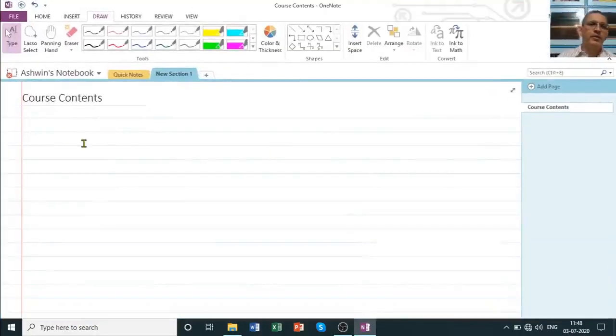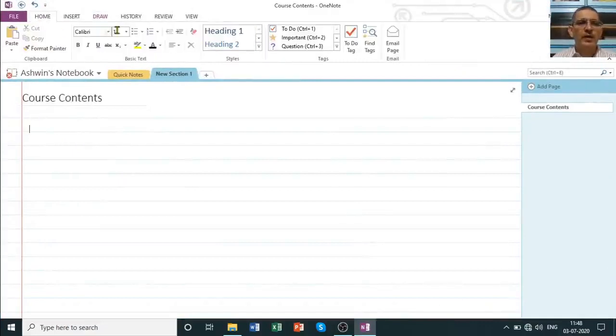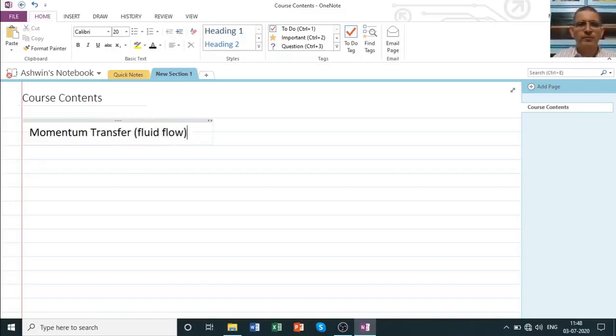This brings us to the next important part of the lecture, which is the course contents. As I told you in the beginning, we are going to look at momentum transfer, which means, in short, if you like, fluid flow. And second thing we are going to look at is mass transfer.